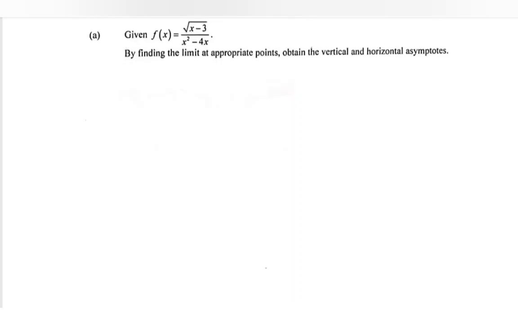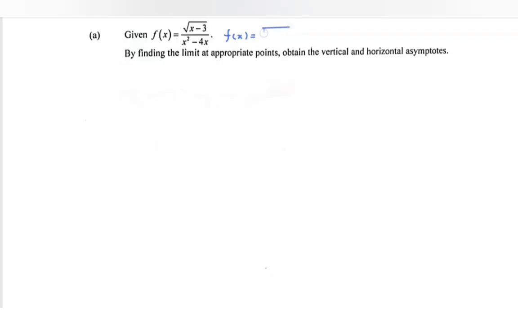Hello everyone, in this video I'm going to discuss examples for limits, horizontal asymptote, vertical asymptote, and also continuity. Given a function f(x), find the limits at the appropriate points and obtain the vertical and horizontal asymptotes. Let's say we're including graph sketching as well for these questions. Currently referring to the question, we may express f(x).